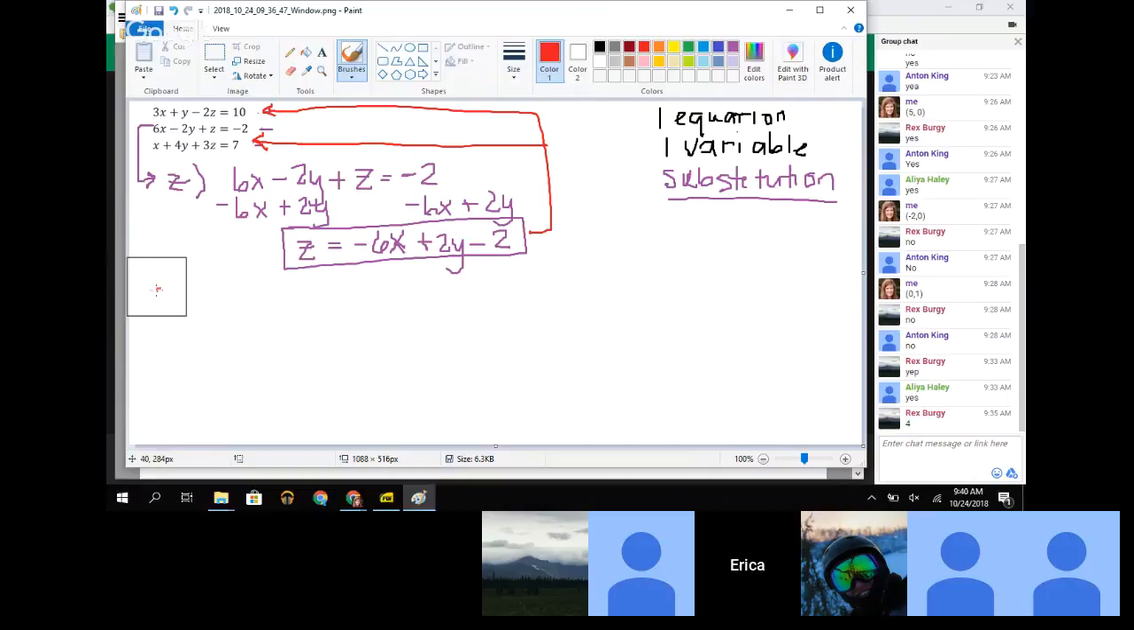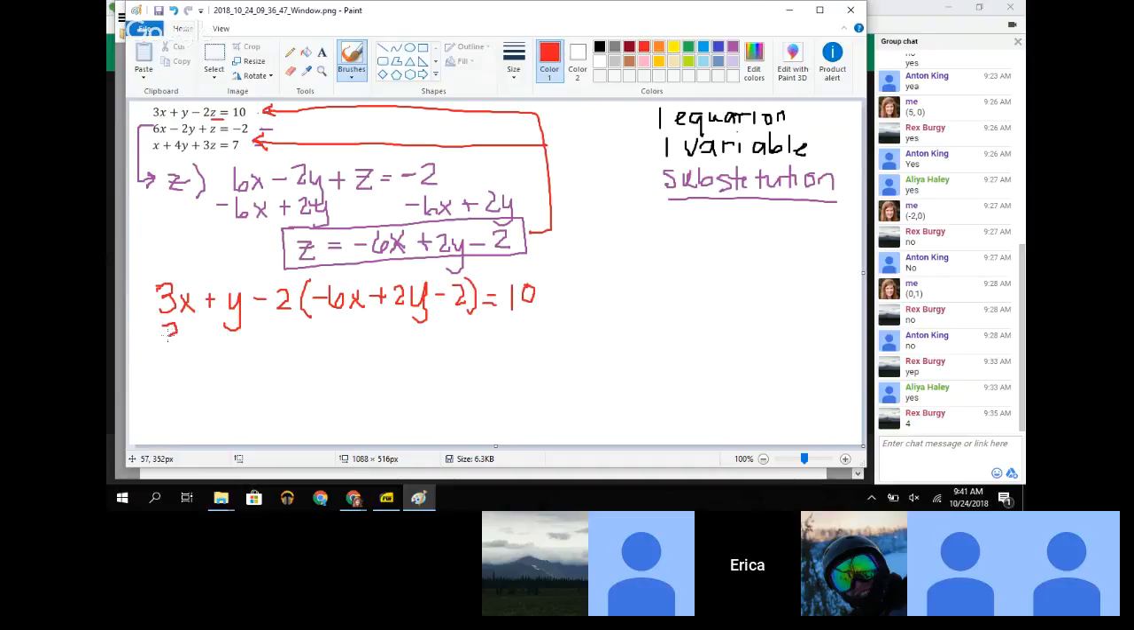So my first equation is 3x plus y, and then minus 2z. But instead of z, I'm going to plug in -6x plus 2y minus 2, because that's what z equals, and that equals 10.